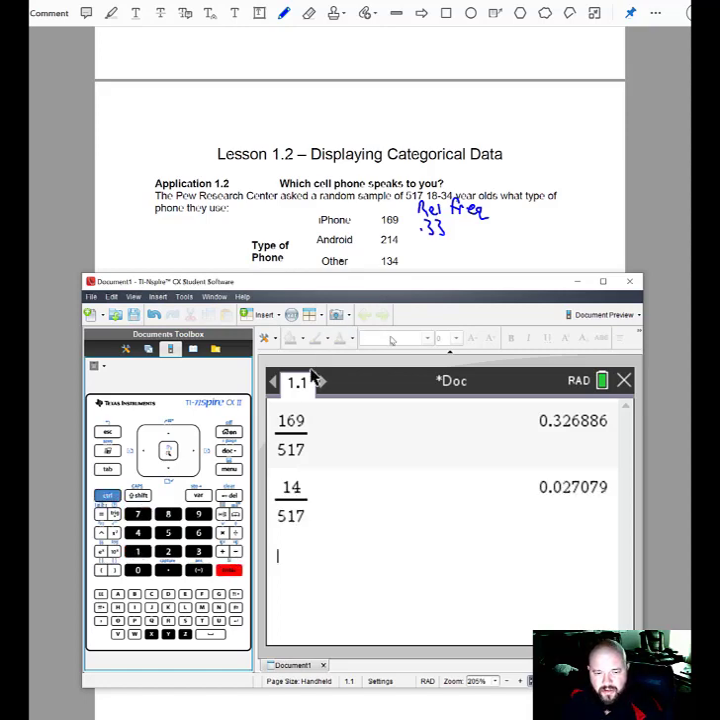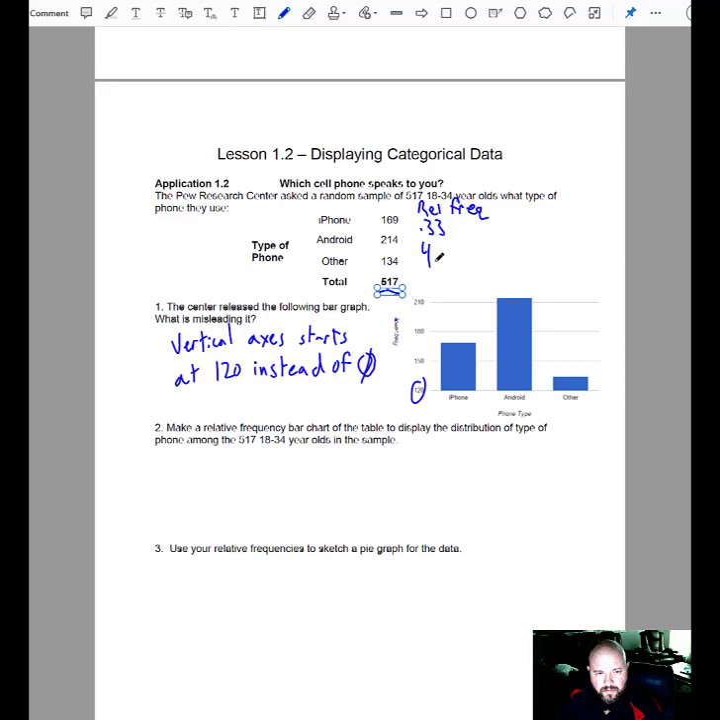So we've got... oh my goodness, well, if I type in the right numbers here. So the number didn't look right at all. 214 by 517. That looks better. So we got 41%. 0.41.